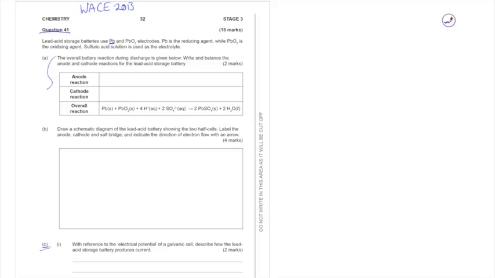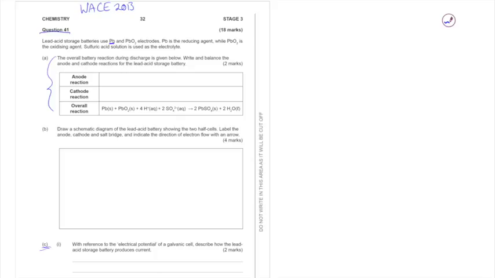The overall battery reaction during discharge is given below. Write and balance the anode and cathode reactions for the lead acid storage battery. Now again, as always, it's possible that you might have just memorized what a lead acid battery is and what are the reactions that are taking place at the anode and cathode respectively. But I really want to focus on the understanding, and in this case I want to focus on the logic of actually using other bits of information that's given to us in order to help answer this question.